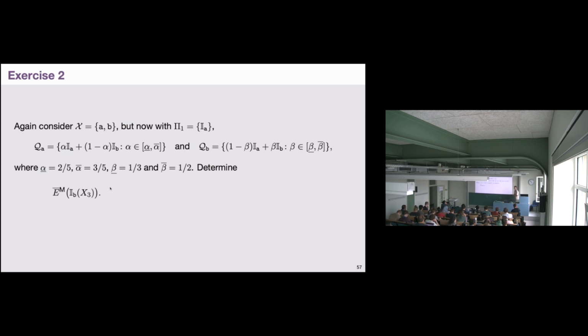And what I want to know from you now is, what is the upper expectation of the indicator of B evaluated in X3? Or in other words, what is the upper expectation of finding ourselves in B at time three? Let's see. I'll give you a couple of minutes to solve this.